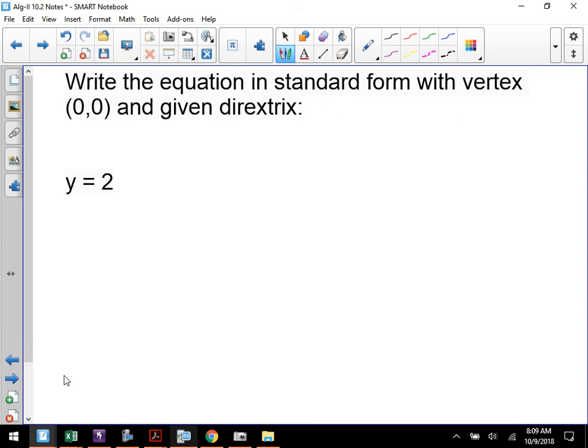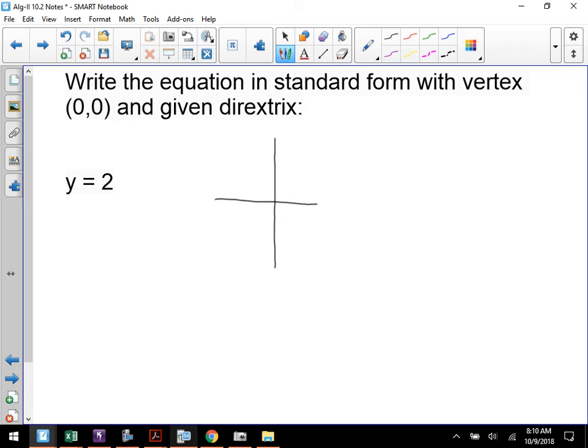Well, let's see if we can go backwards. Let's write the equation. So we're going to write the equation with a vertex at 0, 0 and a directrix at y equals 2. Here's where understanding what things look graphically comes into play immensely. When we do this kind of stuff, it's always a good idea to rough sketch, because then you'll know the direction and where everything's going to wind up going.